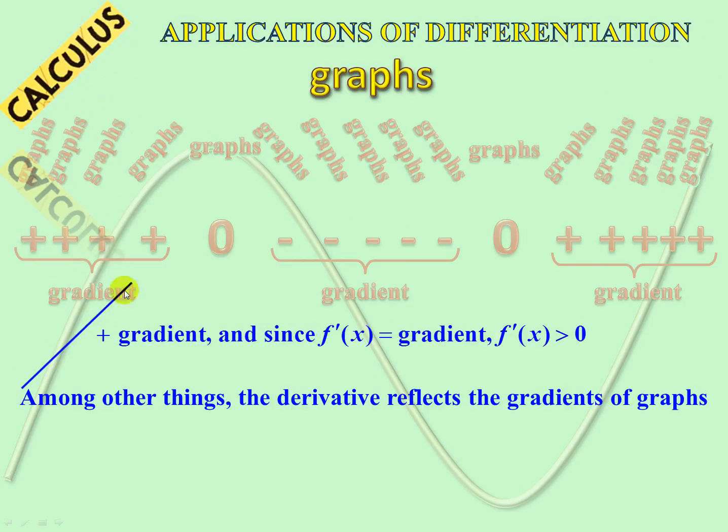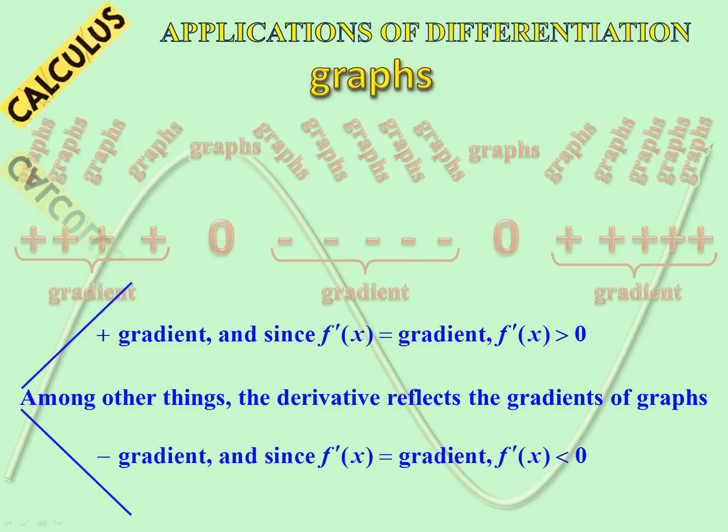There's a positive gradient going upwards as we go to the right. And since the derivative is equal to the gradient, the derivative is greater than naught. It's positive. Negative gradient going down to the right. And negative gradient means negative derivative.